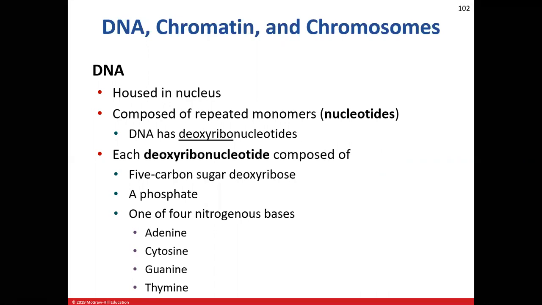And if we think about the DNA structure, it's composed of repeated monomers that we already know as nucleotides. Specifically, DNA has what we call deoxyribonucleotides. Each deoxyribonucleotide is composed of a 5-carbon sugar, deoxyribose, a phosphate, and one of our 4 nitrogenous bases. These nitrogenous bases, again, are adenine, cytosine, guanine, or thymine. So A, C, G, and T.